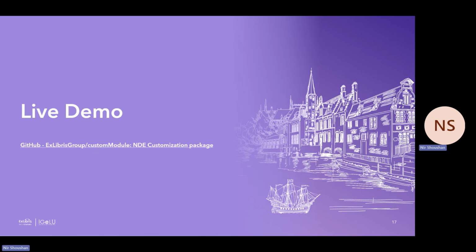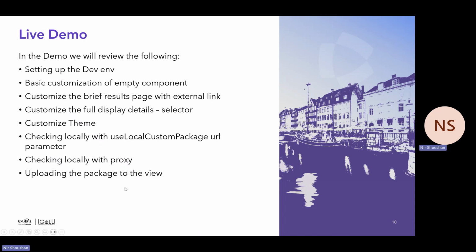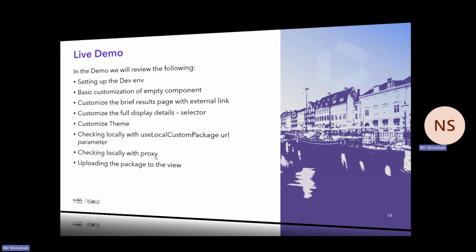During the examples we will go through, we will see how we can access the store and fetch data to be used. We will also see how we can test our work with two flavors. One is using a local customization package URL parameter, and the second is using a proxy to a real environment. And we will finalize our session with uploading the package to our Alma environment. So this is what we will go through, and let's start.